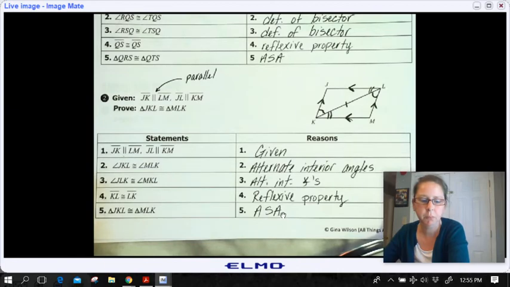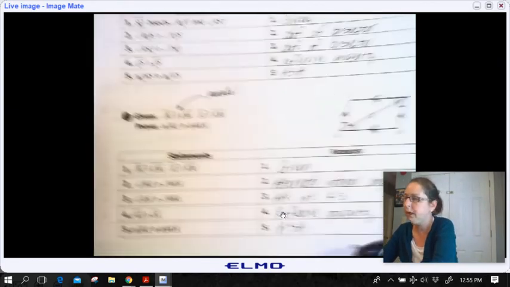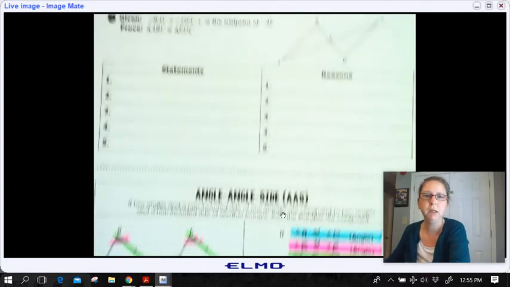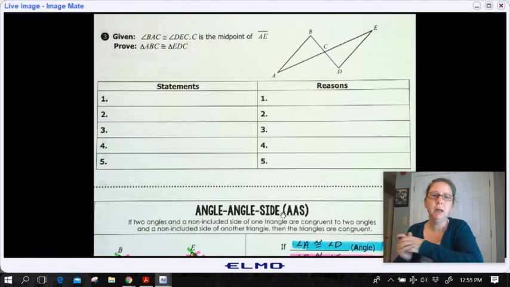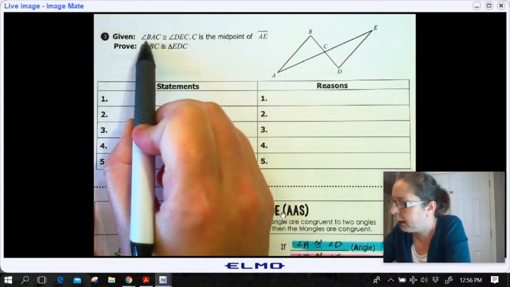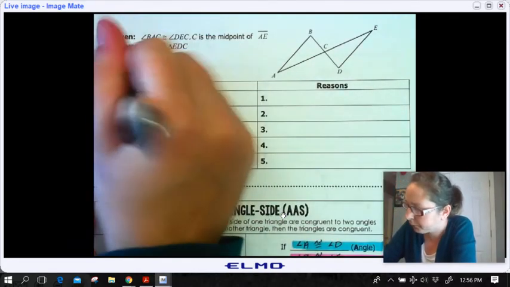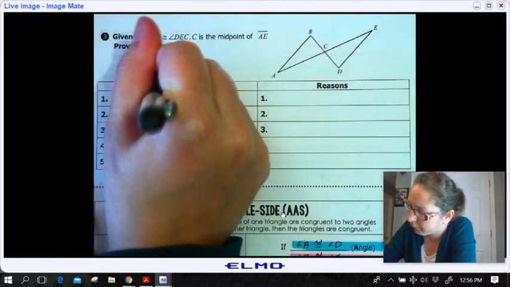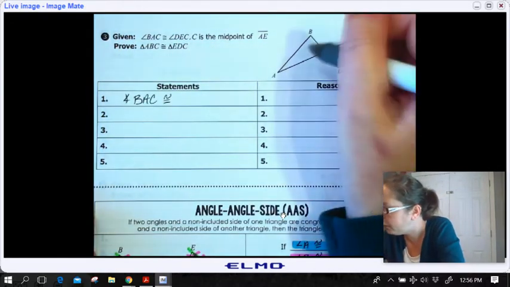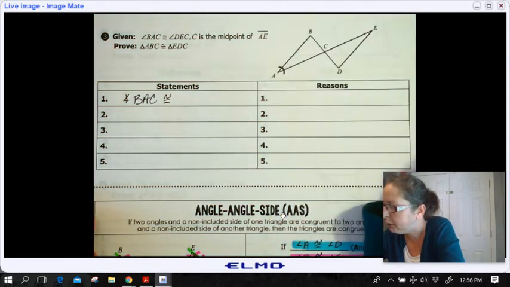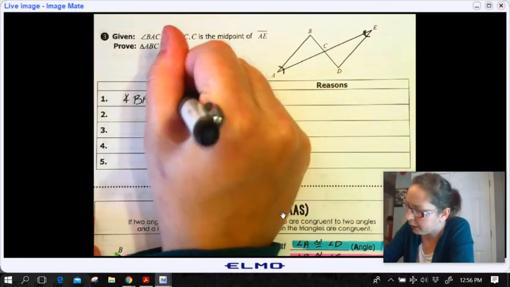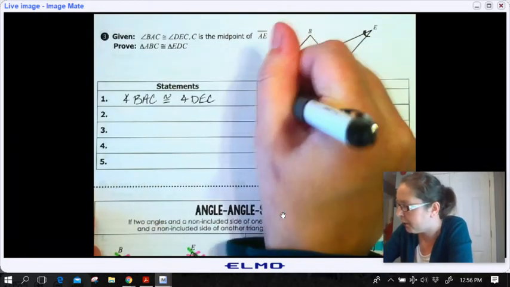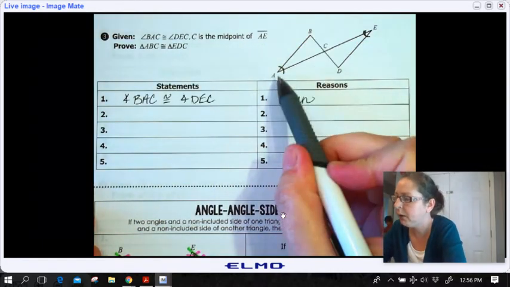All right, let's go look at example 3. In example 3, we are going to be responsible for filling in our own statements. Let's go ahead and fill in our first two statements. Angle BAC is congruent to DEC. And I know that because that was given information. So be sure that you label your given information.